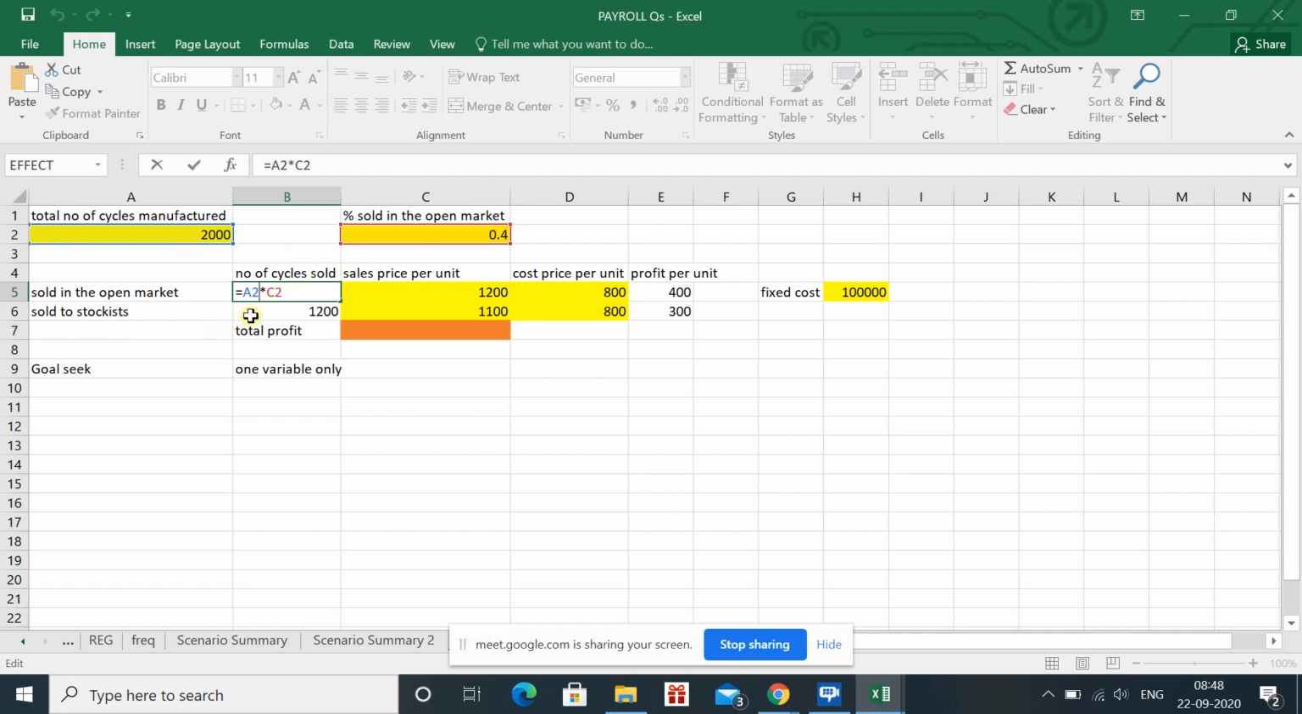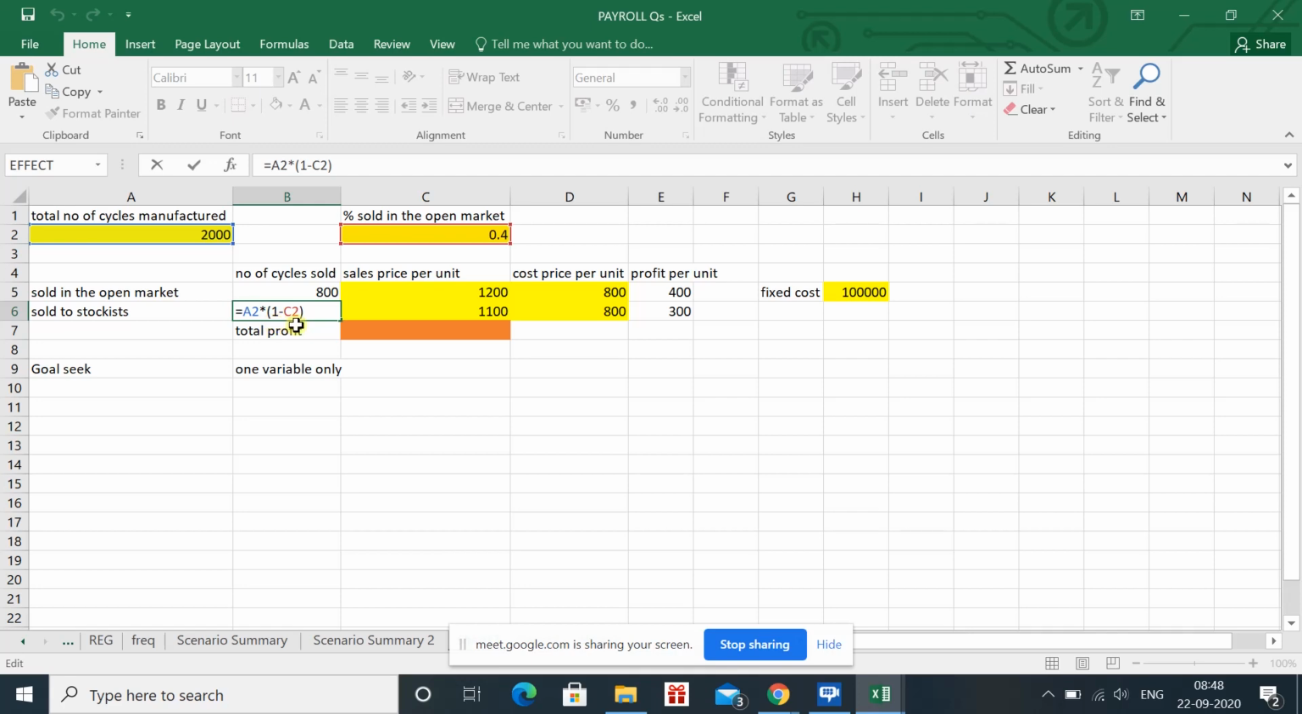So with the help of this we can calculate the units sold in the open market, and for multiplication we have to use the star sign. And as we are applying some formula, in that case we have to use the equal to sign. So now we know that if 40% he is selling in the open market, the balance he will sell to the stockist. So how much balance percentage he is selling to the stockist, we can calculate by 1 minus 40%.